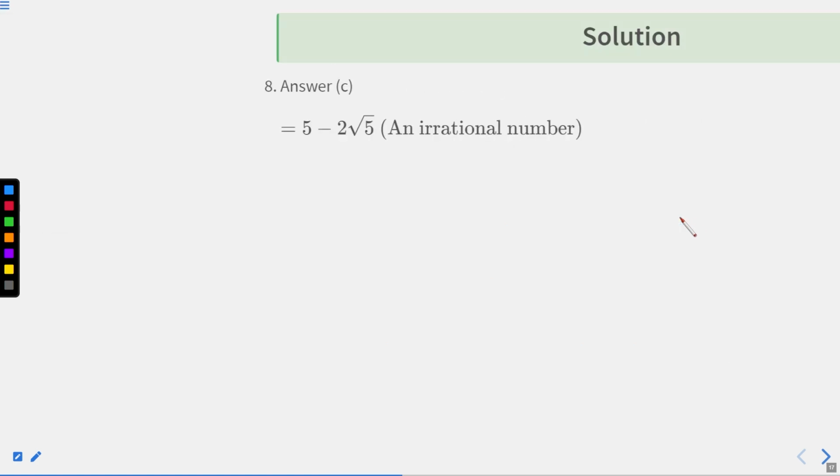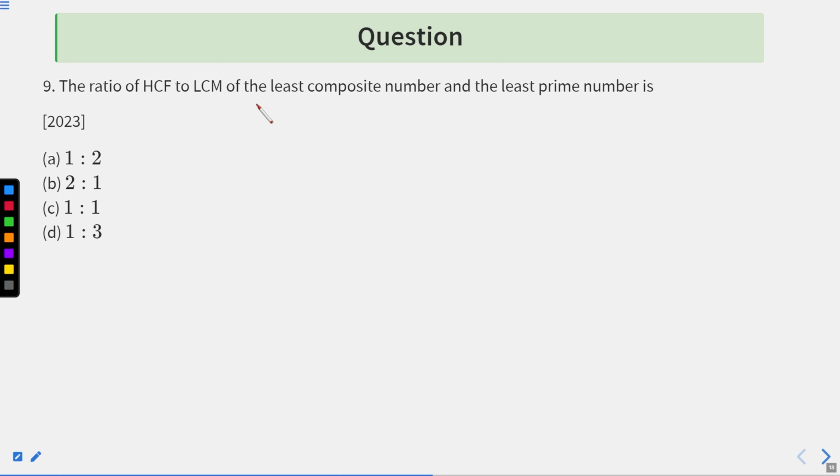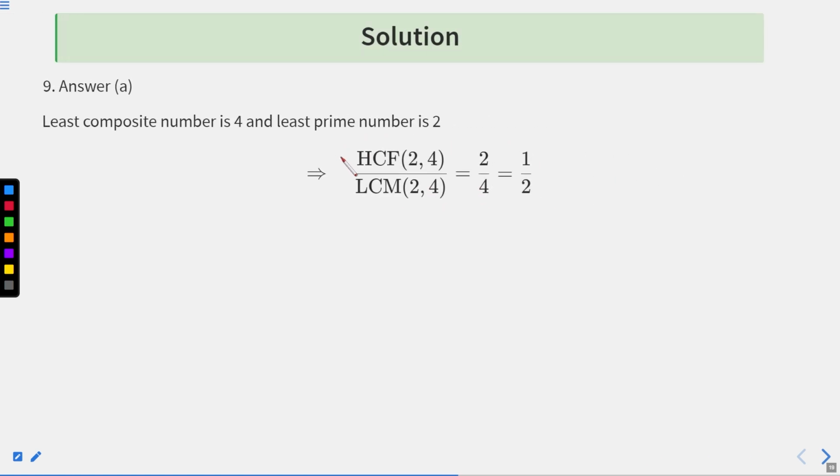Now let us move to the next question. In the next question, what is the ratio of the HCF to the LCM of the least composite number and the least prime number? Here we are given a ratio of HCF to LCM of the least composite number and the least prime number. What is the least composite number? The least composite number is 4, and the least prime number is 2.